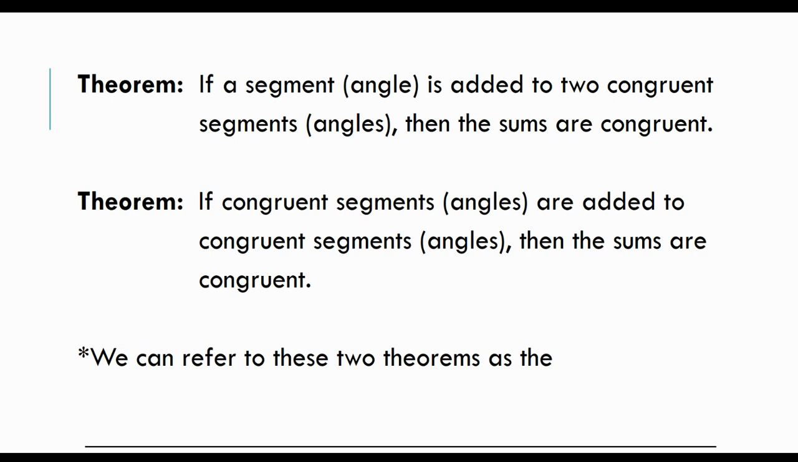The other theorem we have is that if two congruent segments are added to congruent segments, then the sums are congruent. I can replace the word segment with angles. If congruent angles are added to congruent angles, then the sums are congruent. We refer to these two theorems as the addition property.